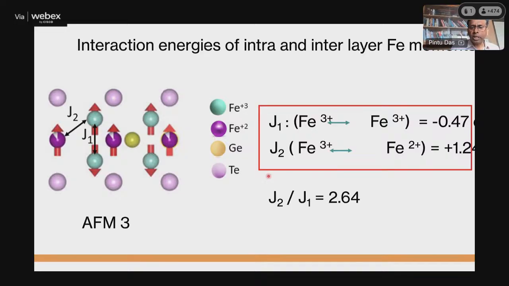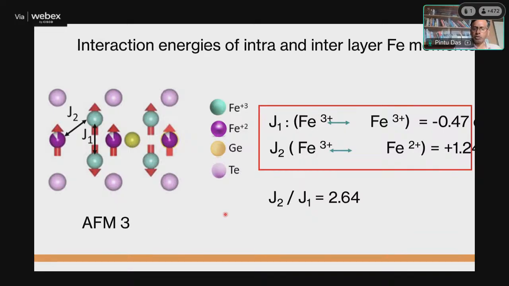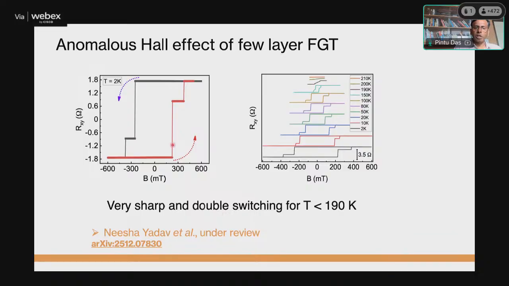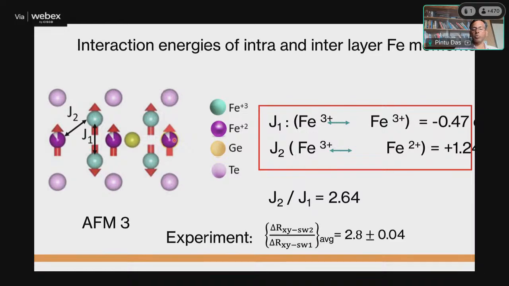So based on that, we figure out that the ratio between this J2 and J1 is 2.64. And interestingly, we find that from the experiment, this change, let's say if this is delta Rxy1 and this is delta Rxy2, this ratio of this change is also about the same value, 2.64, around 2.8.